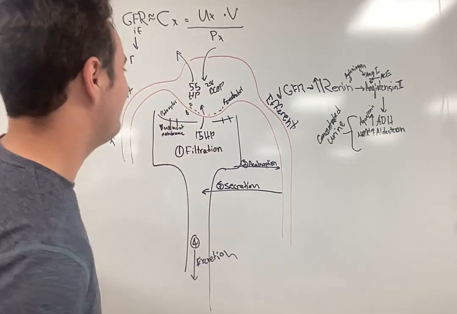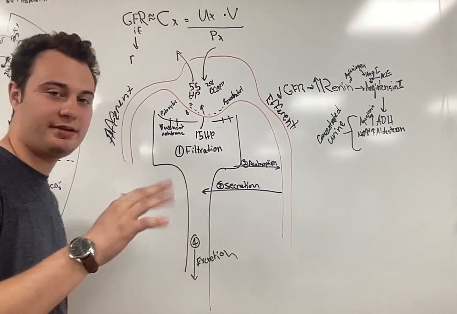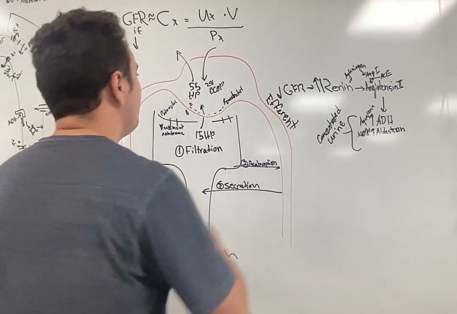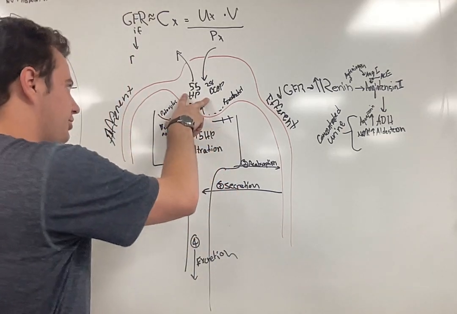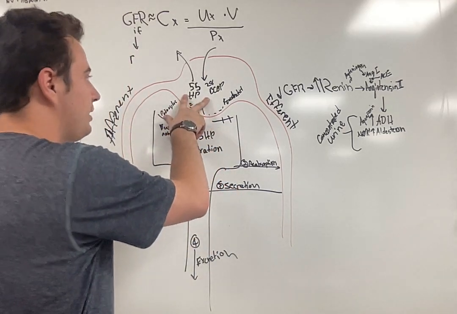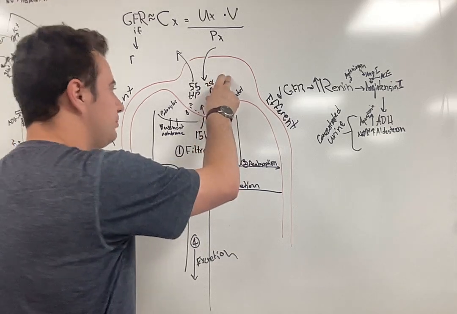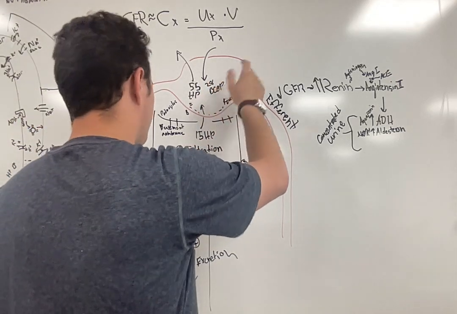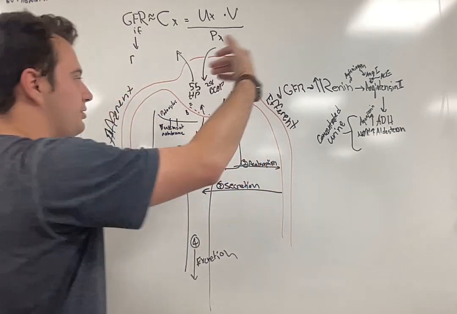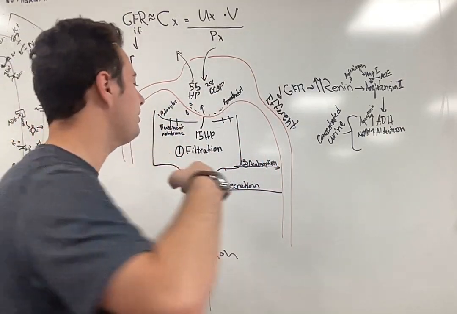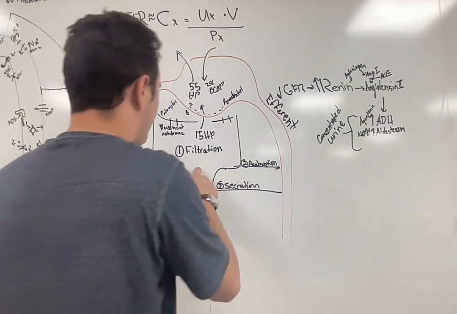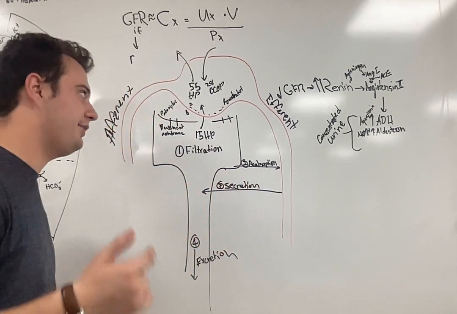I'm going to throw some numbers up here, and then I'm going to reiterate the message that's trying to be sent. You'll have a hydrostatic pressure of 55 in the capillary. Then you'll have a blood colloid osmotic pressure of 28, which is pretty much just the pressure drawing into the capillaries. And then you'll have the hydrostatic pressure of the glomerular capsule itself at 15.